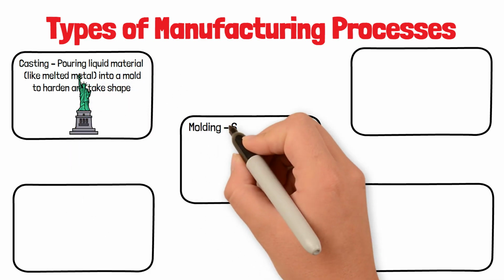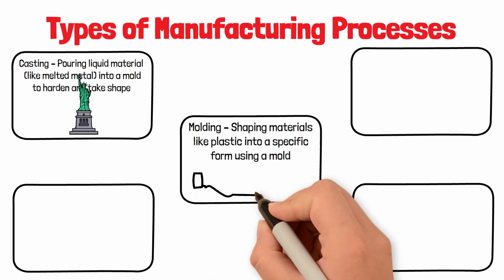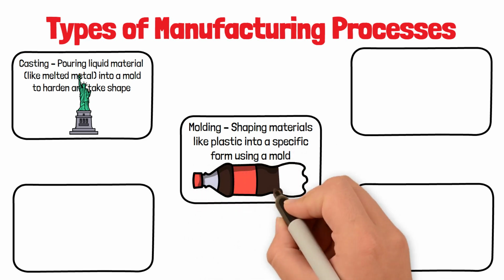Molding: shaping materials like plastic into a specific form using a mold. Example, think about a plastic bottle. It's made by heating plastic and shaping it into a bottle mold.